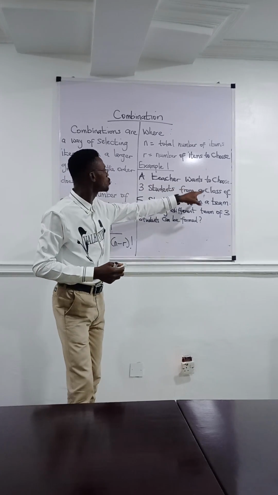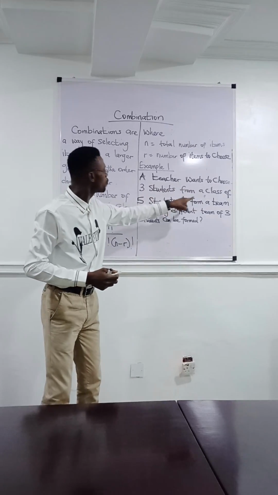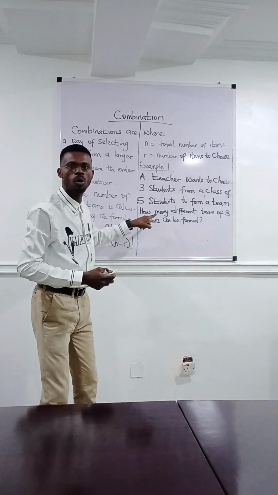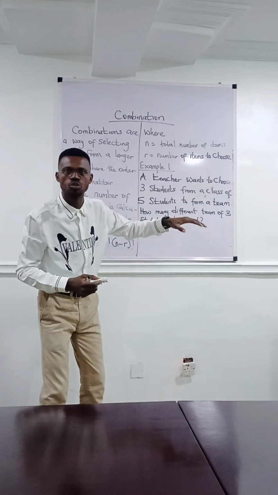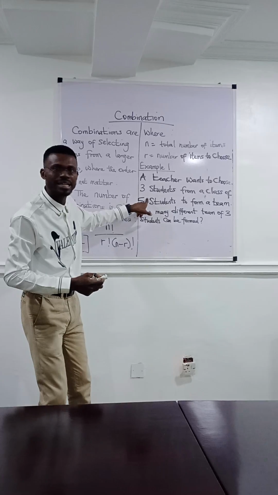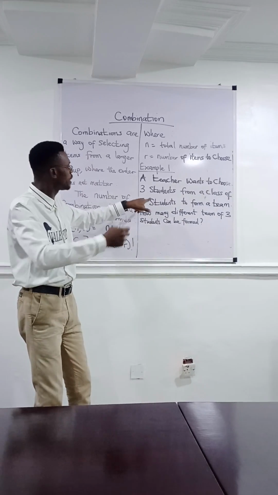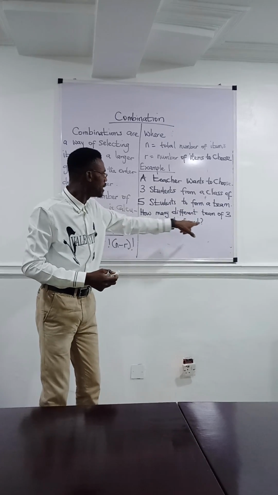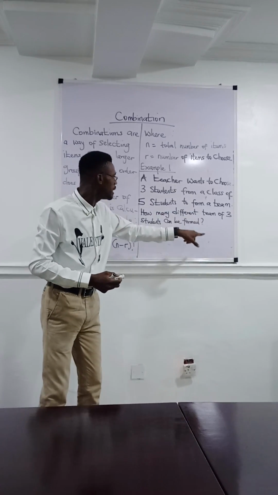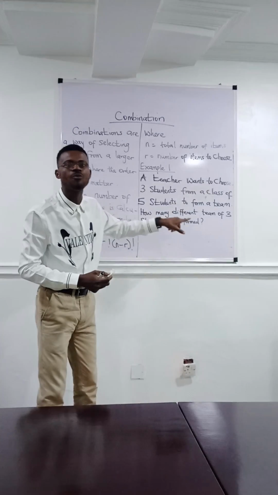A teacher wants to choose 3 students from a class of 5. Wants to choose, and how to choose is what? Select. Select 3 from 5. So I'm picking 3 from the group of 5 to form a team. Now, how many different teams of 3 students can be formed?